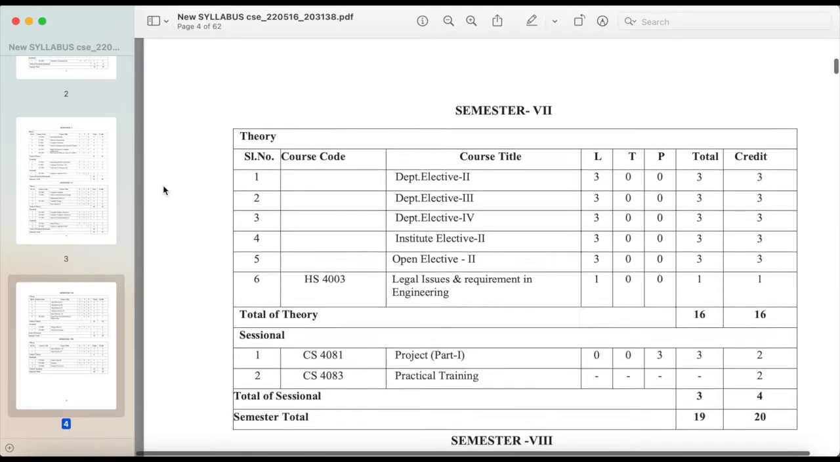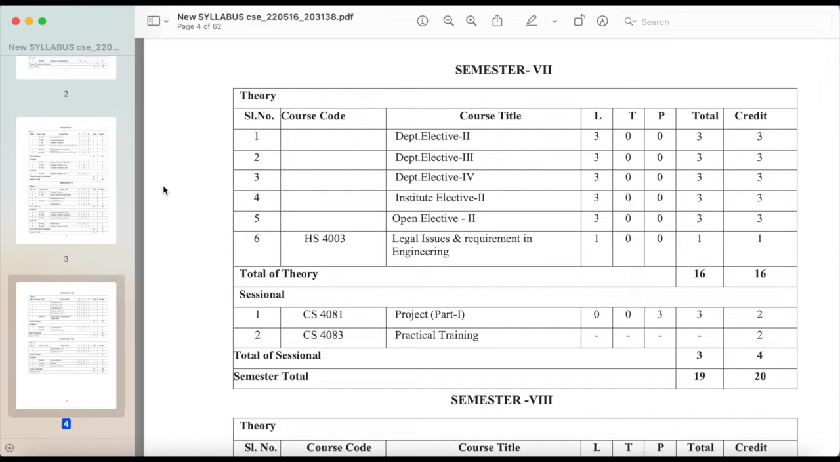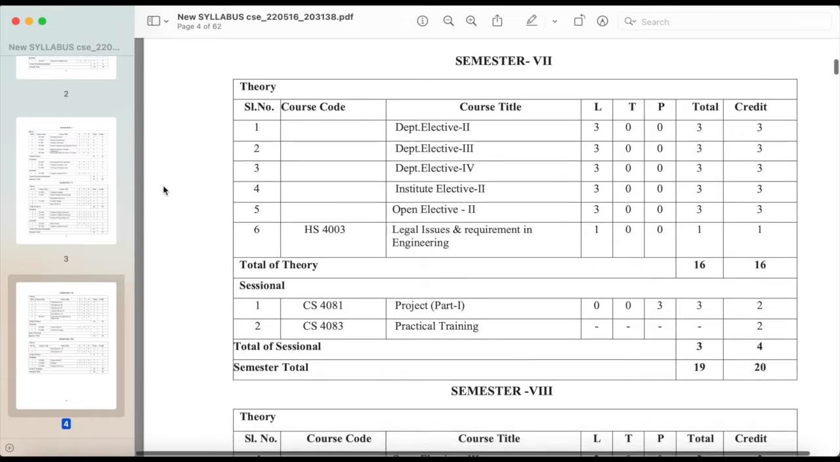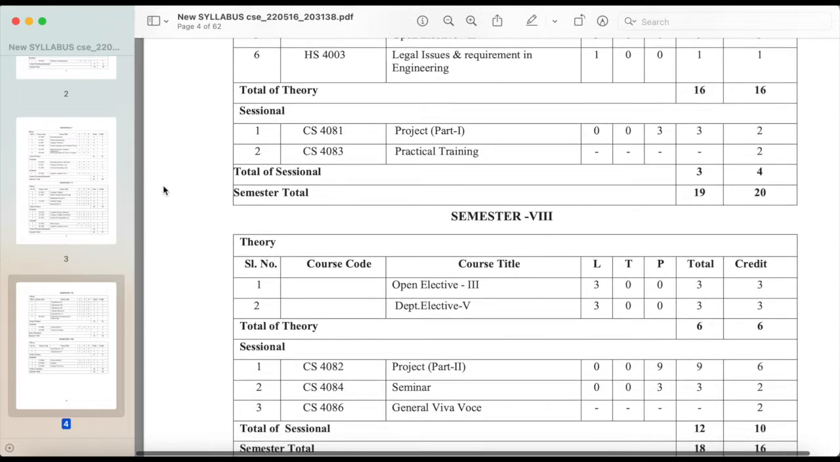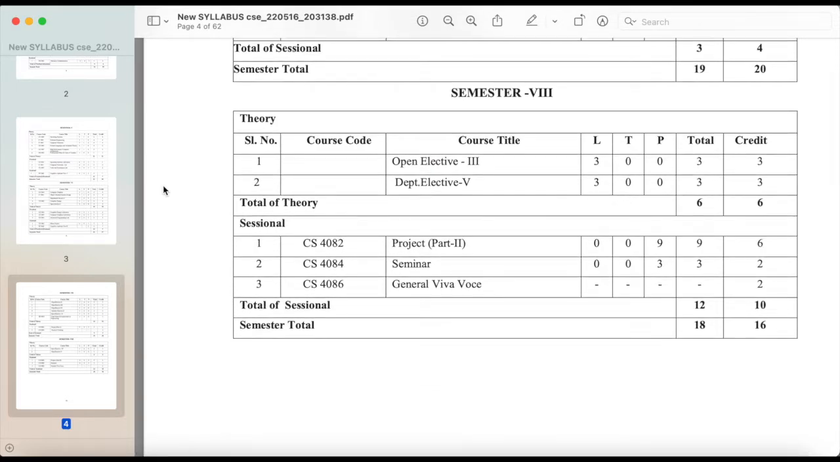7, now come fourth year 7th semester. Theory: Depth Elective 2, Depth Elective 3, Depth Elective IV, Institute Elective 2, Open Elective 2, Legal Issues and Requirement in Engineering. Sessional: Project Part I, Practical Training. 8, now come 4th year 8th semester. Theory: Open Elective 3, Depth Elective V. Sessional: Project Part 2, Seminar, General Viva Voce.